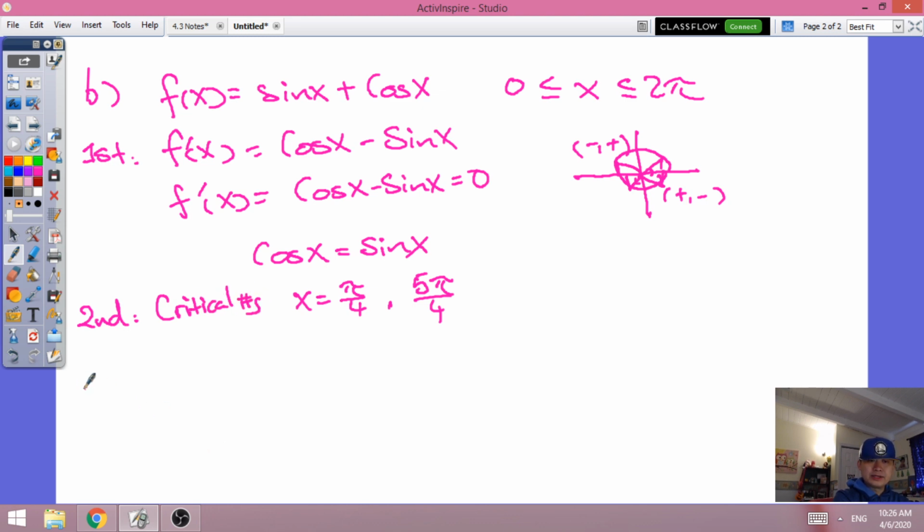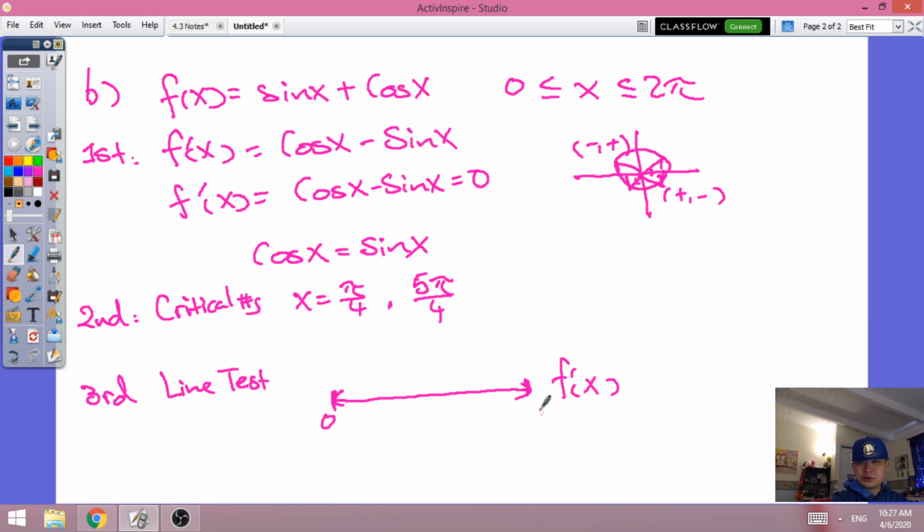And now we're going to do the line test, the first derivative line test. Okay, so let's set up the number line. Again, this one is about finding the number, and then you want to plug the number back into the first derivative. So it's not going from negative infinity to infinity, obviously, so this one, we have endpoints from 0 to 2 pi. And the critical numbers that we found are pi over 4, and also 5 pi over 4.